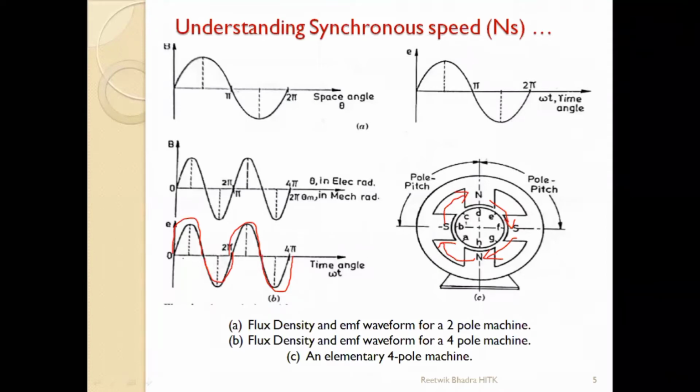Now, if you see the waveform of the EMF over here, how many degrees has it covered? EMF is an electrical quantity, so how many degrees has it covered? It has covered two cycles of sine wave, that is 720 degrees.